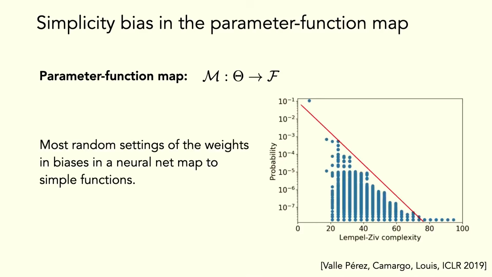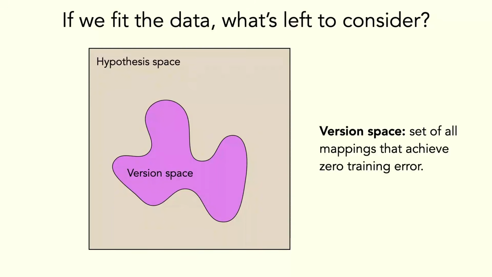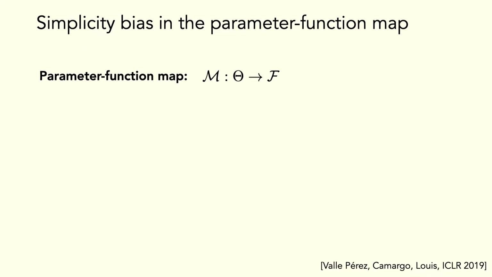OK, so basically, the point is that some points in this set are bad and don't generalize, and some are good and do generalize. Why do deep nets find the ones that are good and do generalize to some degree? These are all ideas that are out there, but are not yet completely standard or proven. But I think that they're fun to think about. The first one is the idea that there's a simplicity bias in what's called the parameter function map.